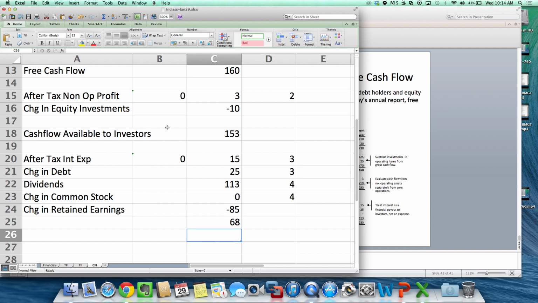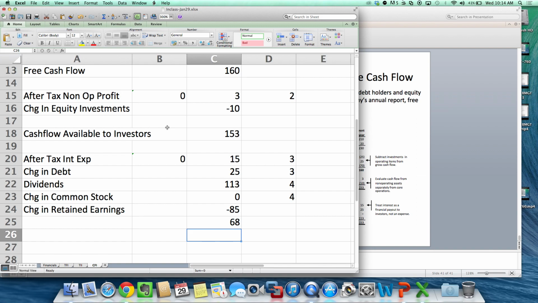It's my change in retained earnings. Why is that a mistake? Because a change in retained earnings is not a cash flow. Retained earnings is not a cash item. A change in a non-cash item is not a cash flow. So that is number 2.